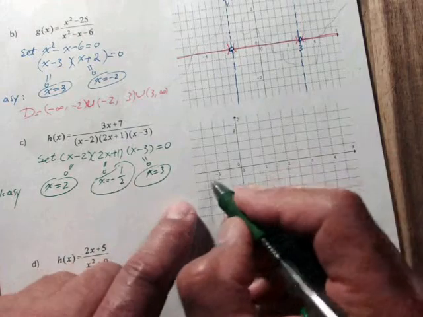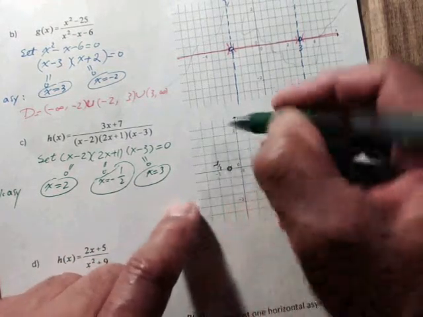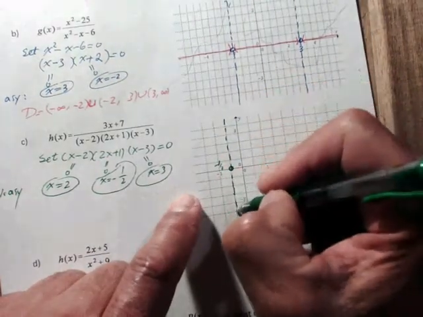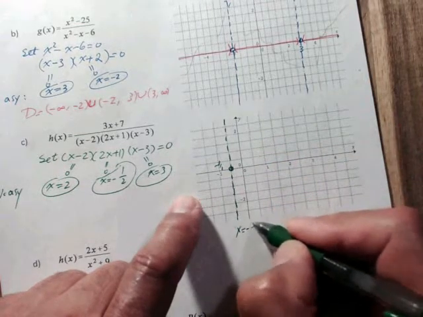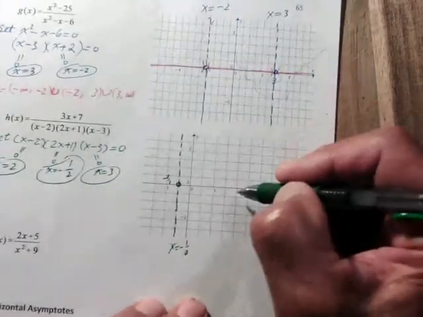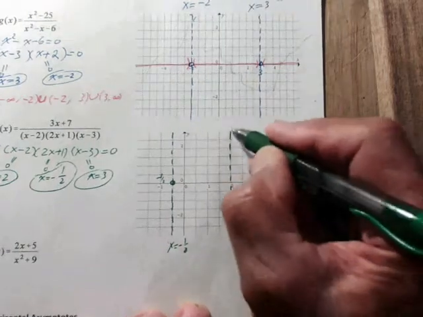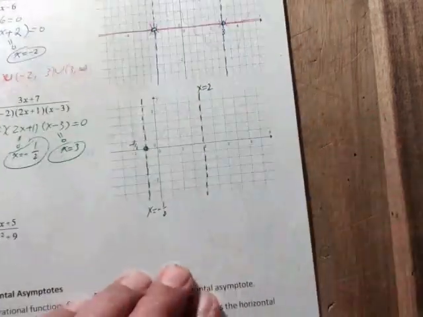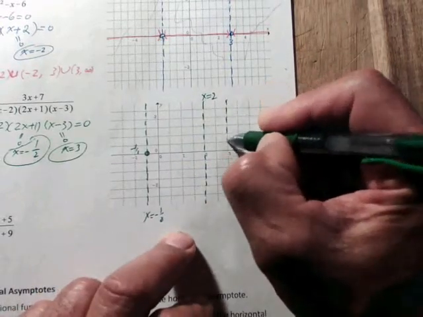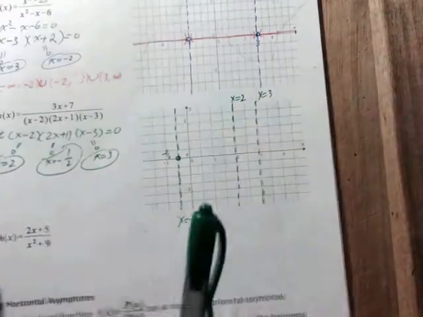Minus 1/2 is right here, between minus 1 and 0. So I have one vertical asymptote right there, x equal to minus 1/2. Then the next one is x equal to 2, which is right here. So I have a vertical asymptote right here, x equal to 2. And then for 3, I have one here, x equal to 3.